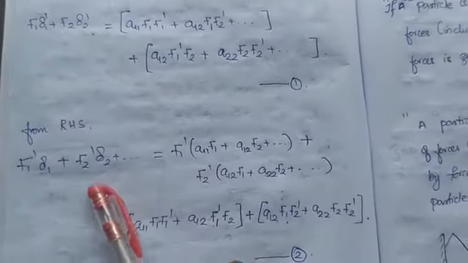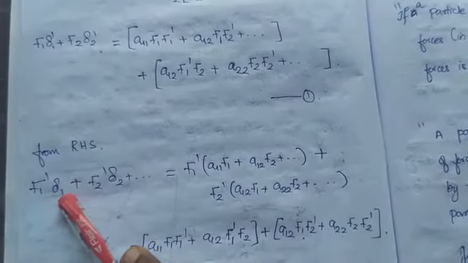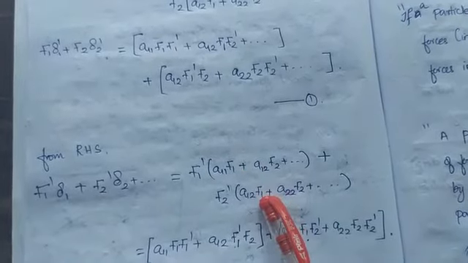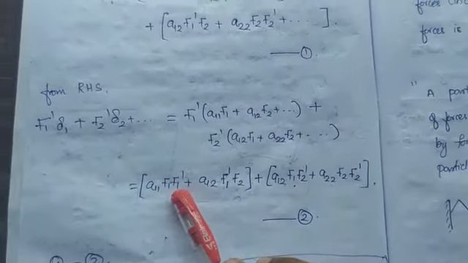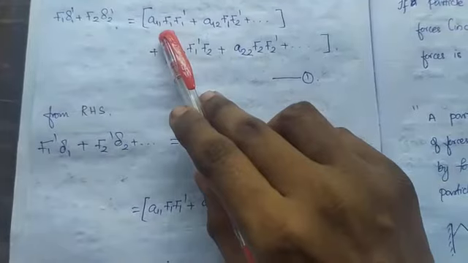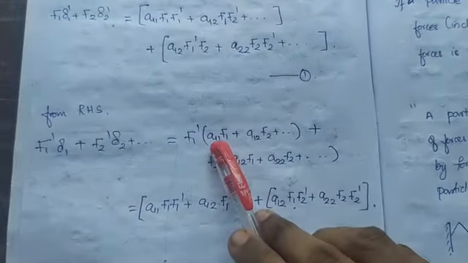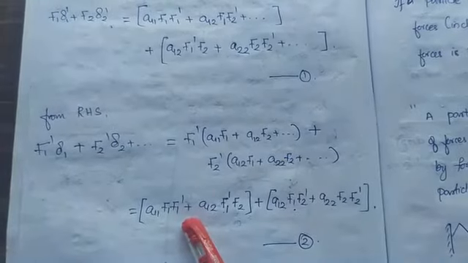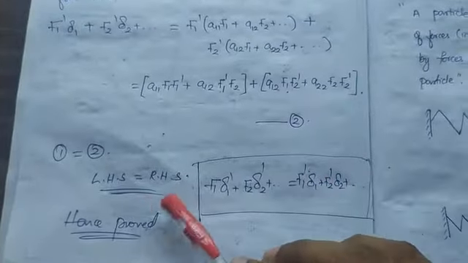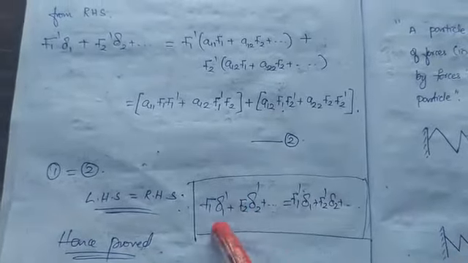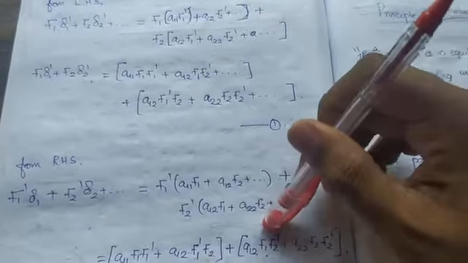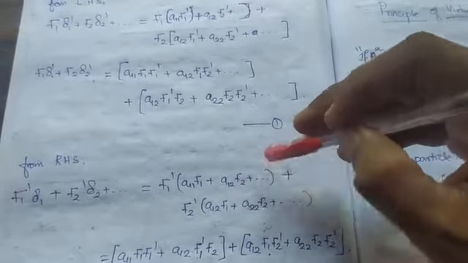Now I will take the RHS, F1 dash delta 1. Instead of delta 1 you give this value, and instead of delta 2 you give this value, and if you expand it you will get the same answer. A11 F1 F1 dash, you got here also A11 F1 F1 dash. The same answer you got. So LHS is equal to RHS. We have proved this. So this is Maxwell's reciprocal theorem. This is also very important and questions on it are often asked.